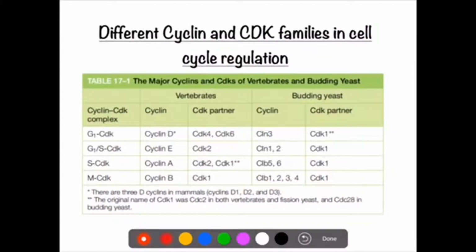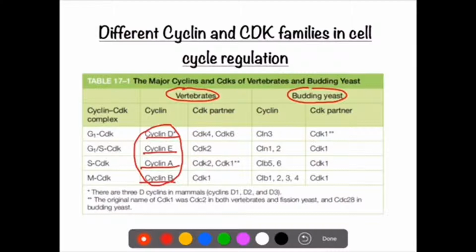Different cyclins and CDK families in cell cycle regulation. I am going to explain different cyclin and CDK families in cell cycle regulation, in vertebrates and in budding yeast. In vertebrates, 4 cyclins are present. G1 cyclins are called cyclin Ds, and G1/S cyclins are called cyclin Es. S phase cyclins are called cyclin A, and M phase cyclins are called cyclin B. So these 4 cyclins are present in vertebrates.